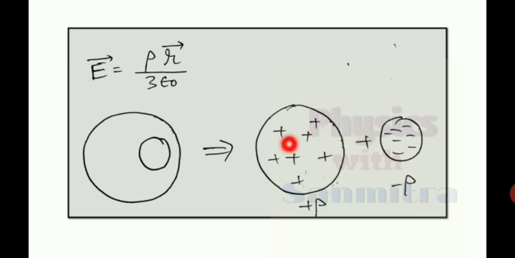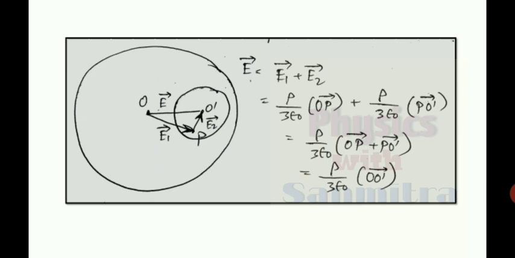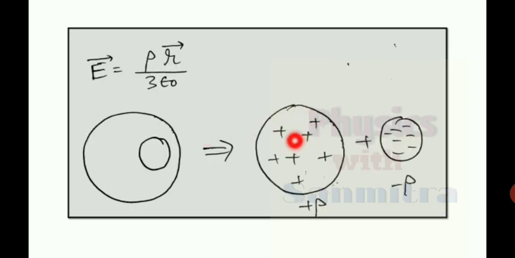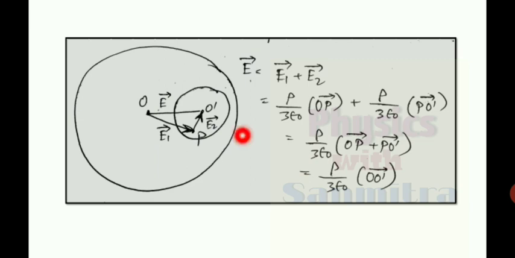So I have just resolved this zero charge into plus rho and minus rho here. This part, if I superimpose, I will get this. Now let's take a point inside the cavity. Then the electric field due to this sphere will go outwards. And the electric field due to the smaller negative sphere will go inward. So this is OP vector and O. Now the net electric field will be something like this. Wherever I am keeping the point, the net electric field will be from O to O dash.